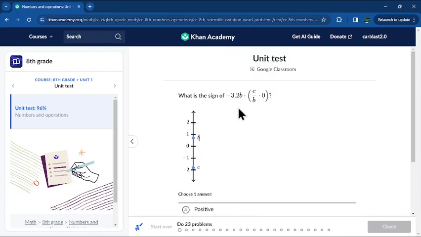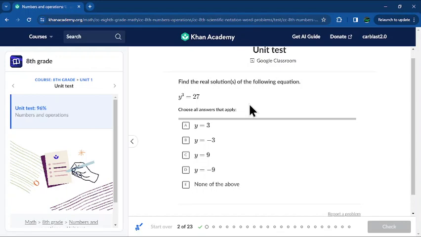So what sign is -3 halves b times c over b times 0? Well, if there's a 0 in the problem, and it's not plus or minus 0, and this is an entire term, then the answer is 0. If a term has a 0 in it, the answer is 0. So this entire thing is a term, and since it has a 0 in it, the answer is 0, because there's no other term to add or subtract with.